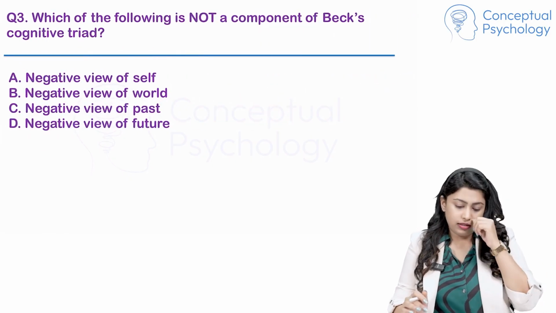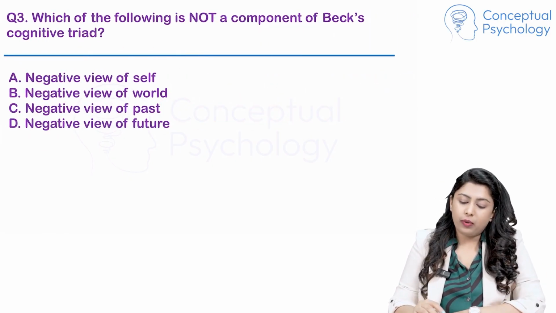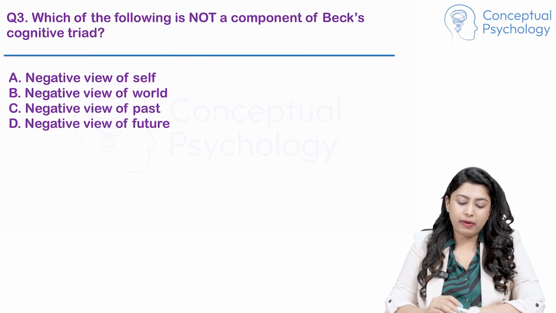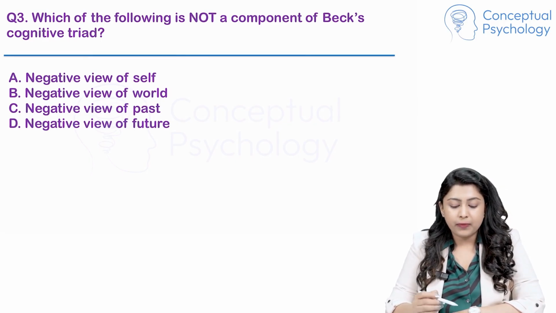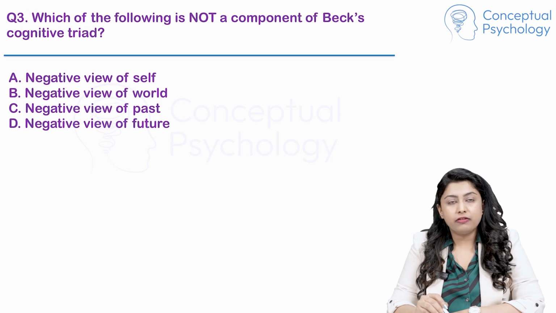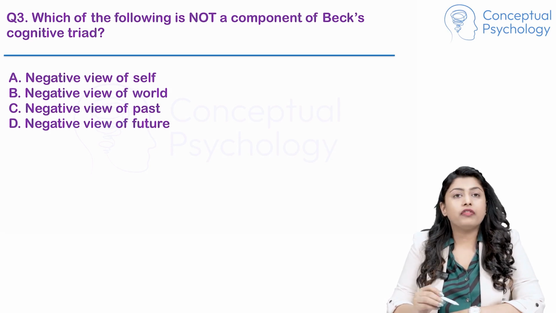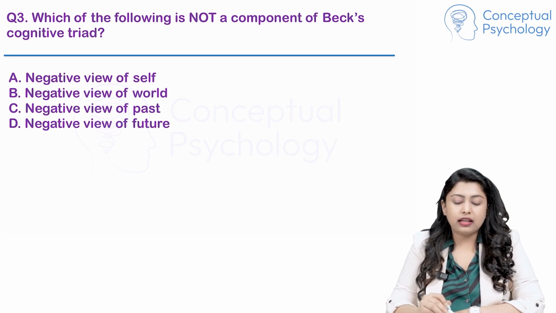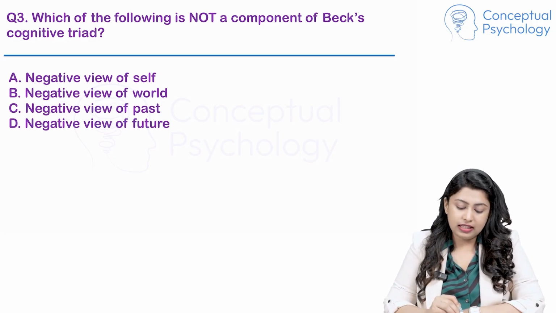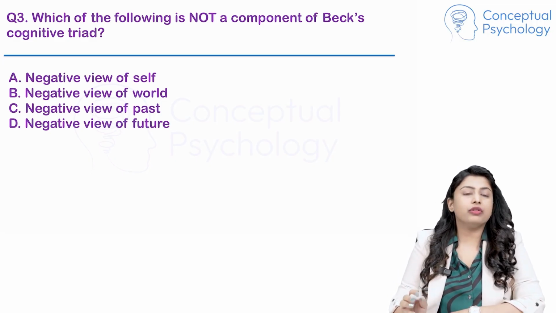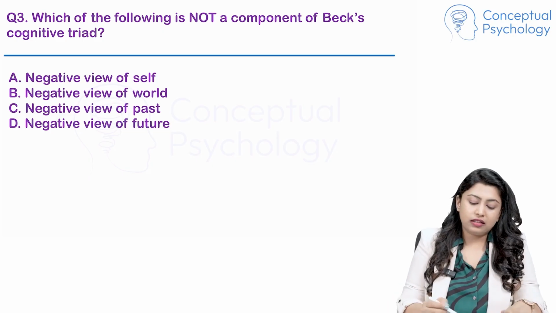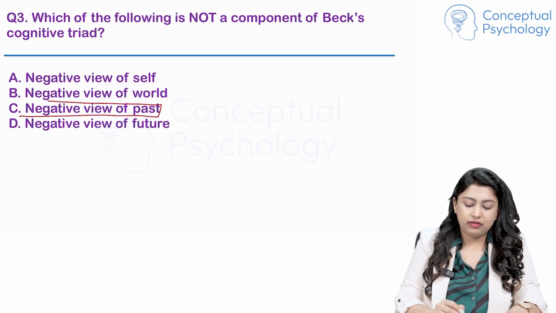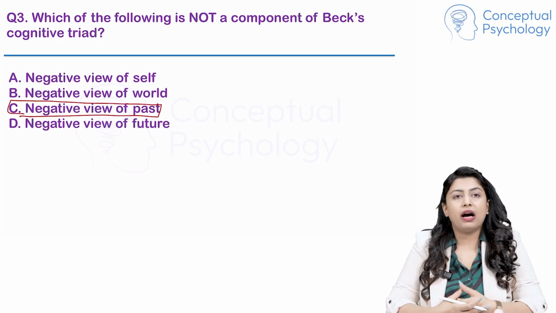The third question says: which of the following is not a component of Beck's cognitive triad? A, negative view of self. B, negative view of the world. C, negative view of the past. And D, negative view of the future. So here the correct answer is C, which is negative view of the past.